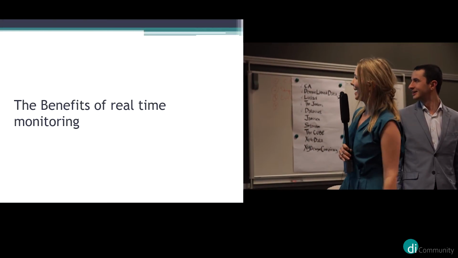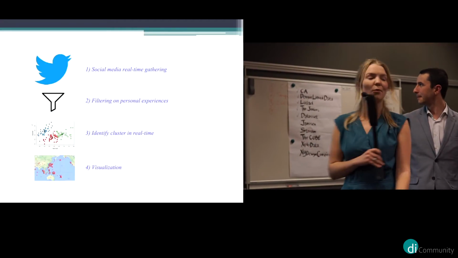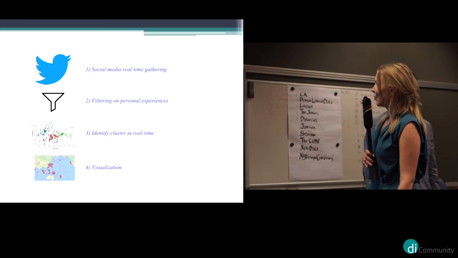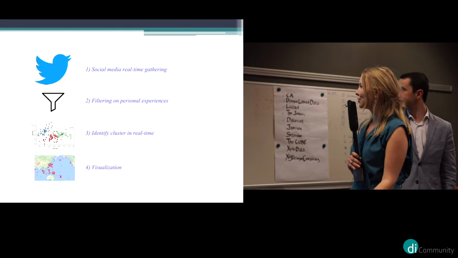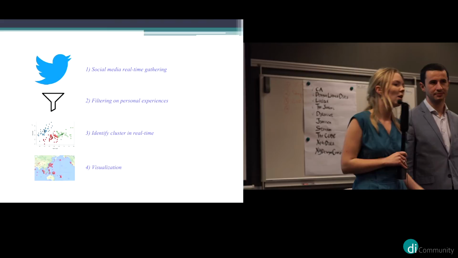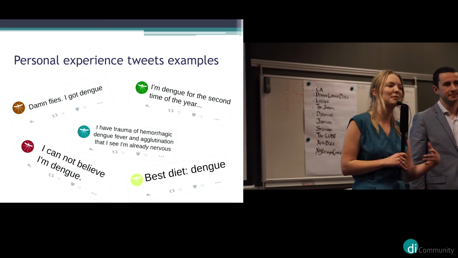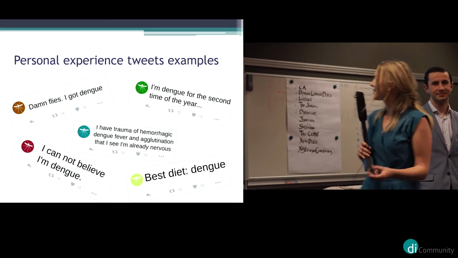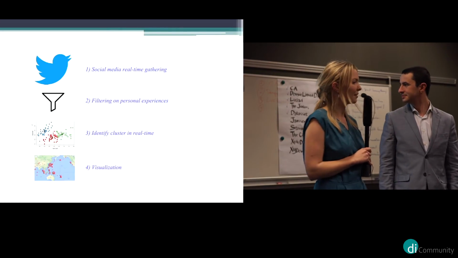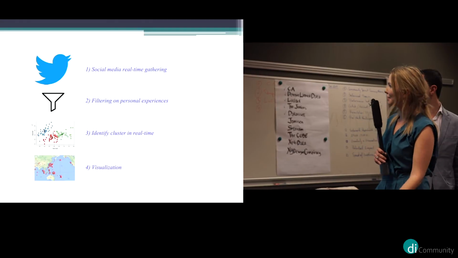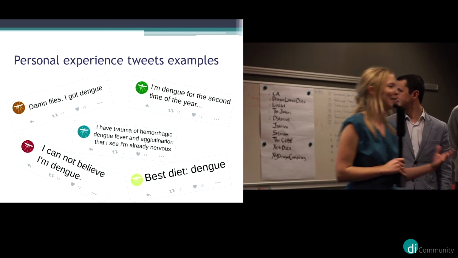So I already explained the benefits of the real-time monitoring system. So what did we do to actually use the system? We gathered social media tweets from the whole of Latin America. And why did we choose Latin America? Because we had to filter them on personal experiences. In Latin America, there are only 2 main languages, so it made it a little bit easier for us because we do not speak fluently Chinese and stuff like that. So we tried to filter them based on a random forest, and then we retained personal experiences. So for example, "damn flies, I got dengue." Why flies? We don't know, but anyway.